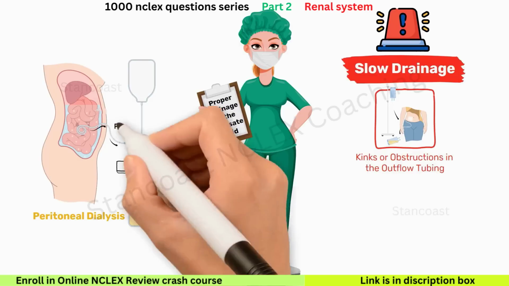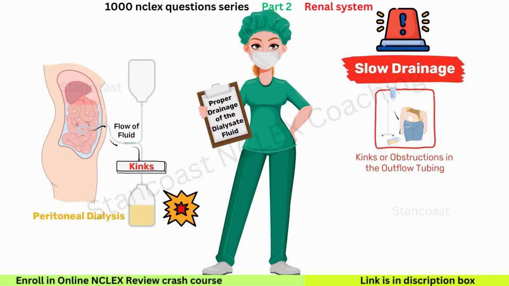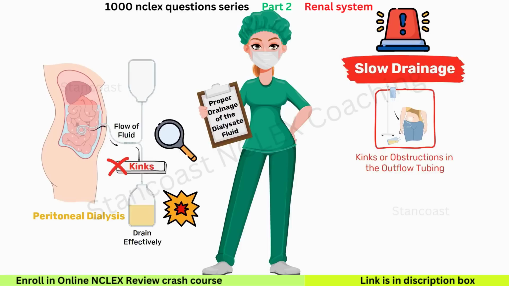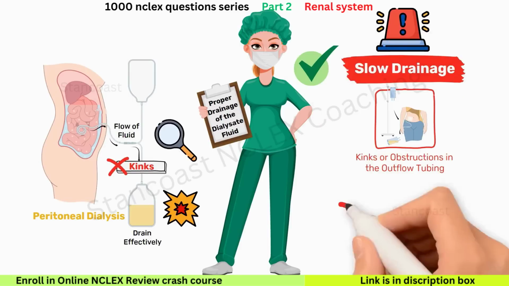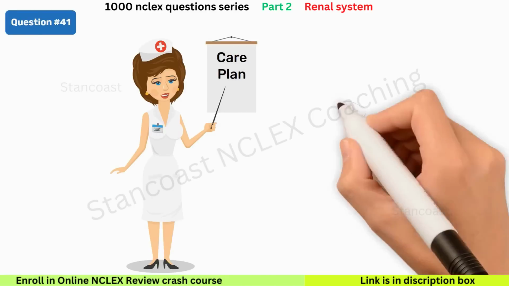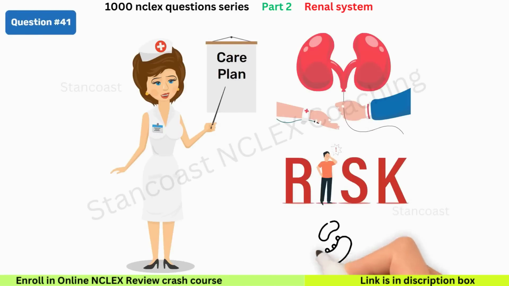Kinks can impede the flow volume, making it challenging for the dialysate to drain effectively. By examining and rectifying any kinks or obstructions in the tubing, the nurse can promptly resolve the issue without risking harm to the patient.